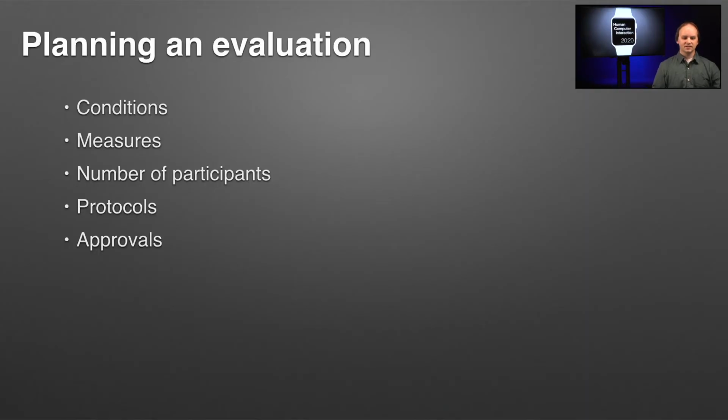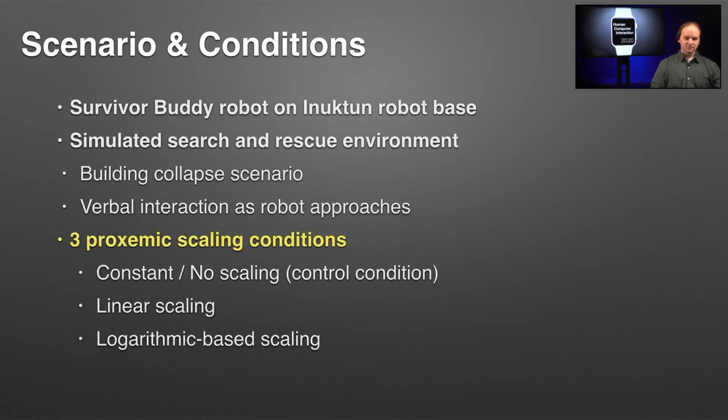So we talked about planning the evaluation. We came up with three conditions: our control condition and our two scaling functions. And then we talked about what we would measure, number of participants, protocols, and approvals. For conditions, we had the linear scaling condition, what we called the logarithmic-based scaling, and then the constant, no-scaling approach. And if you remember, our scenario was a building collapse, search and rescue.